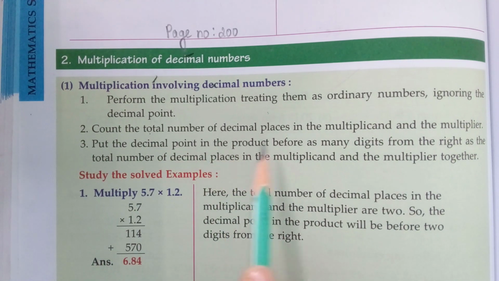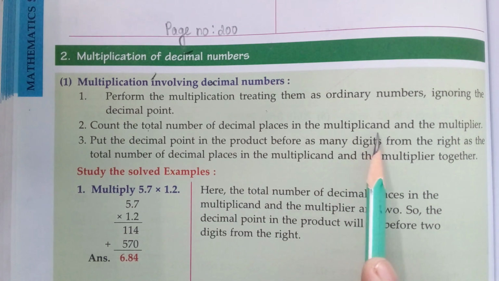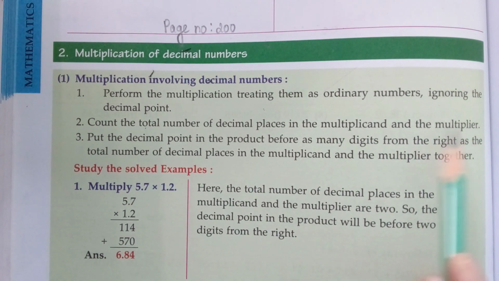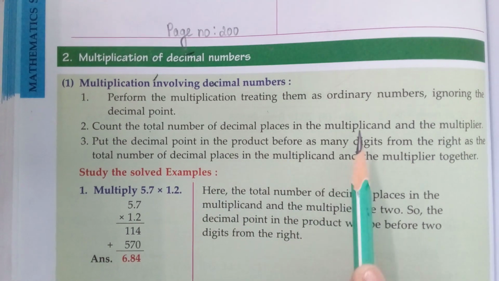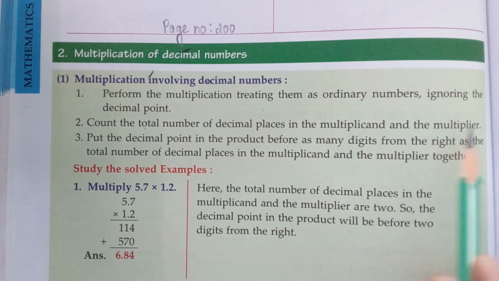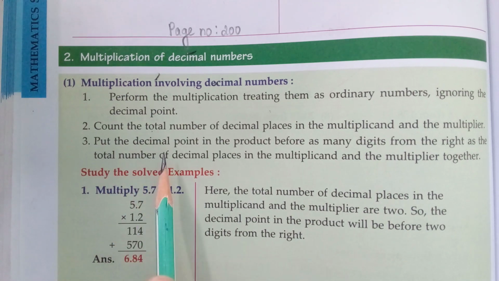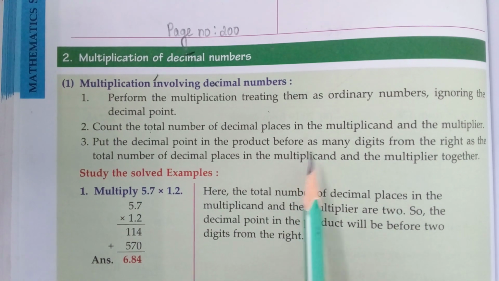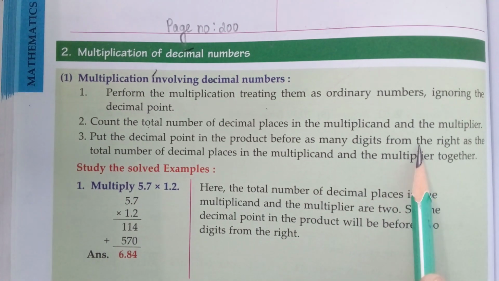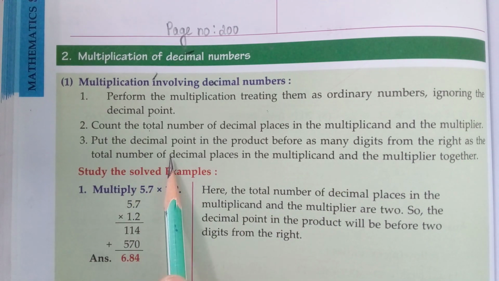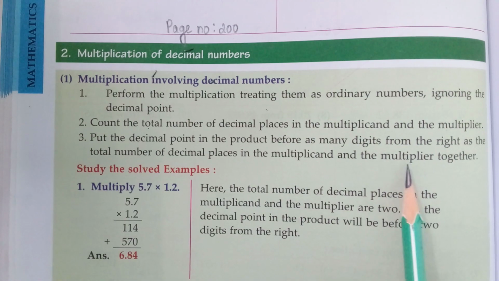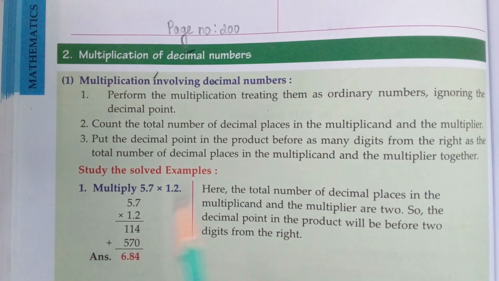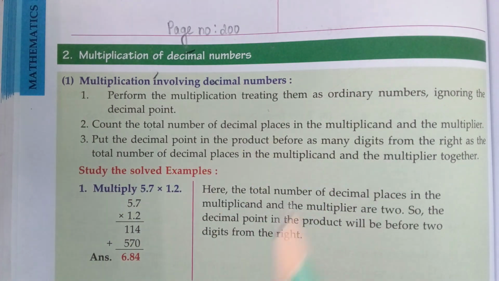Count the total number of decimal places in the multiplicand and the multiplier. Put the decimal point in the product before as many digits from the right as the total number of decimal places in the multiplicand and the multiplier together. See, such a big thing. Come, we will see what is the meaning of this.